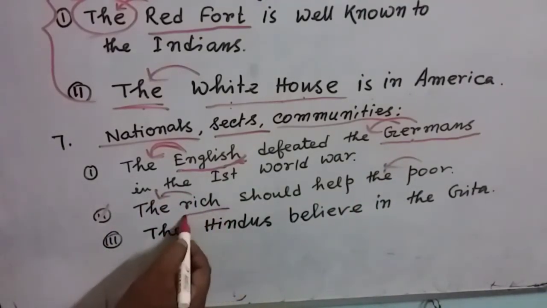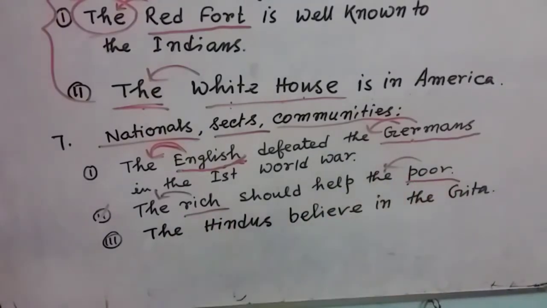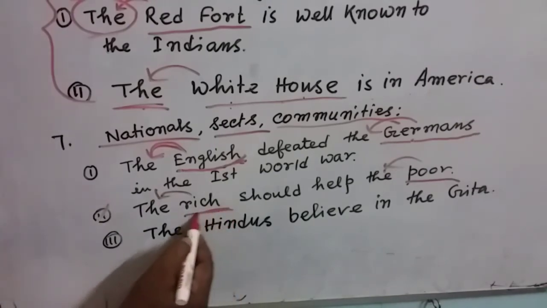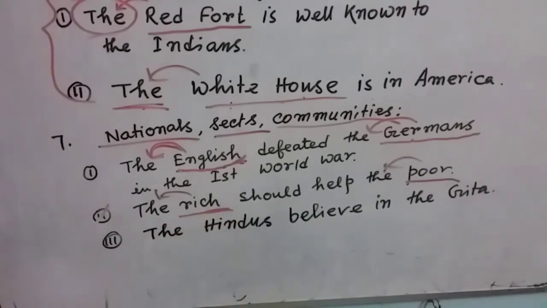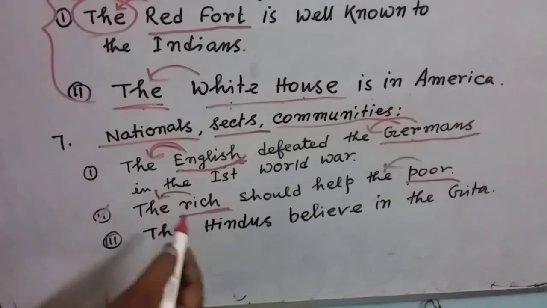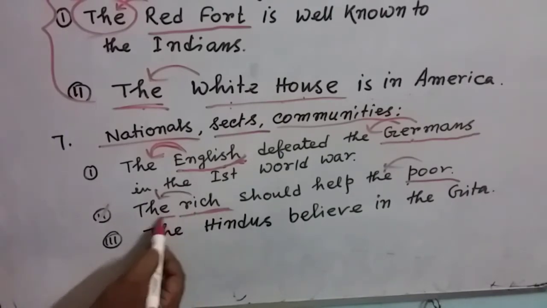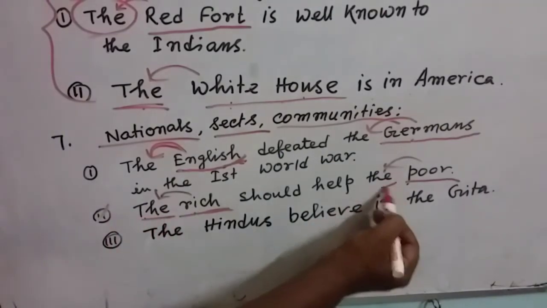Actually, my dear friends, rich, poor, these are the different sections of the society. In a country, you can see some of the people are rich, some of the people are poor. So these are the particular section of the society. That's why before it we have used the term the. The same thing here also.